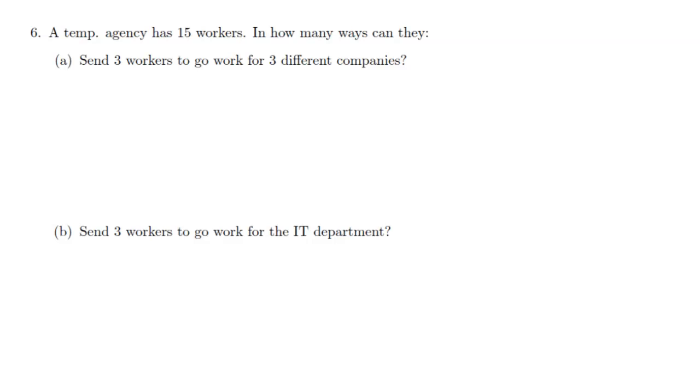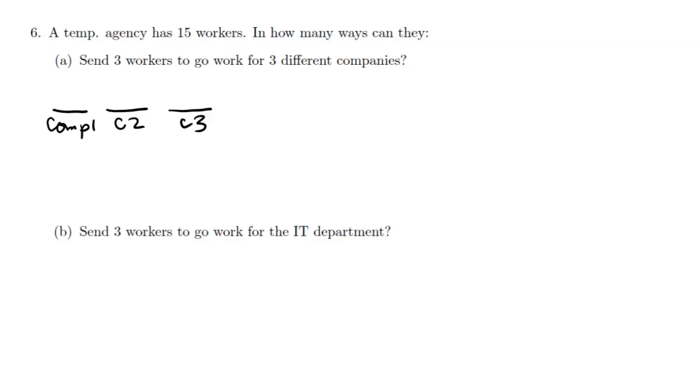In the first one, notice we were sending 3 workers to work for 3 different companies. So who we send to which company matters. So in that one, we actually have 3 different events. And probably the way I would label them is based on companies. So we would have like company 1, company 2, and company 3, right? Who am I going to send to the first company? Who am I going to send to the second? And who am I going to send to the third? And we are sending 3 workers.